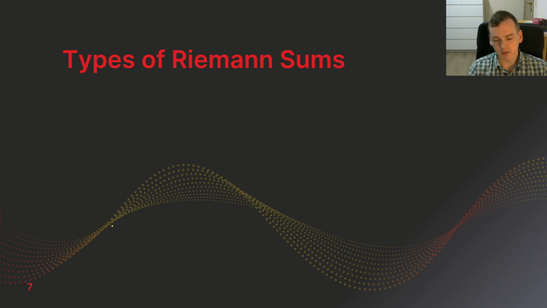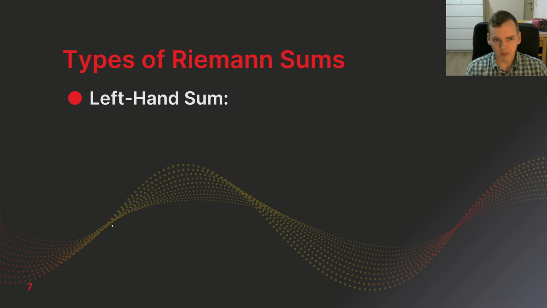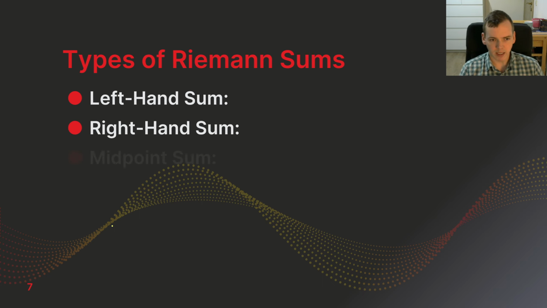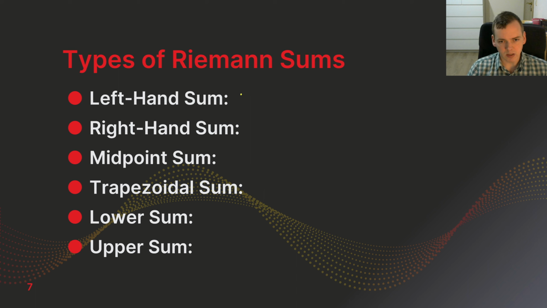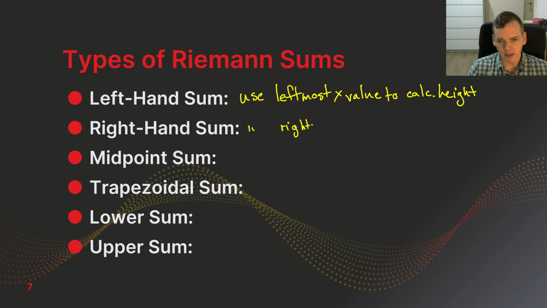So the types of Riemann sums that you have: there's the left-hand sum, the right-hand sum, the midpoint sum, the trapezoidal sum, the lower sum, and the upper sum. Left-hand sum is use the leftmost x value to calculate height. Right-hand sum is use the rightmost value to calculate the height.